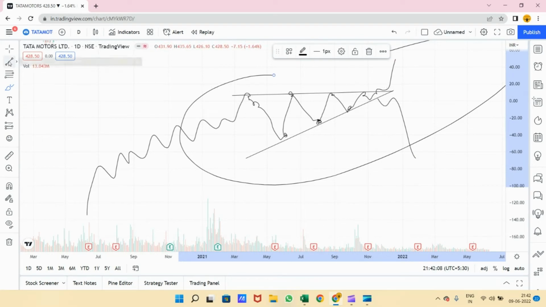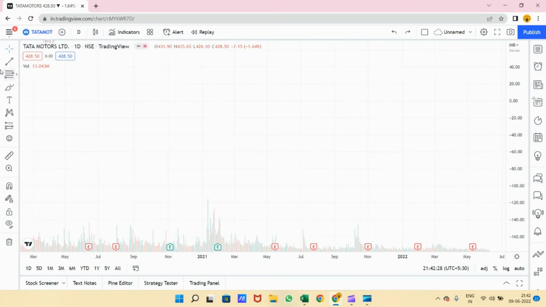When the breakout or breakdown happens, the move is very fast, guys. You couldn't imagine the move. It will give 5 to 10% within 1 week. A beautiful pattern. So next we are going to see the descending triangle pattern.